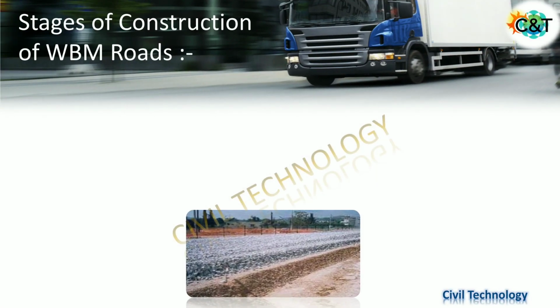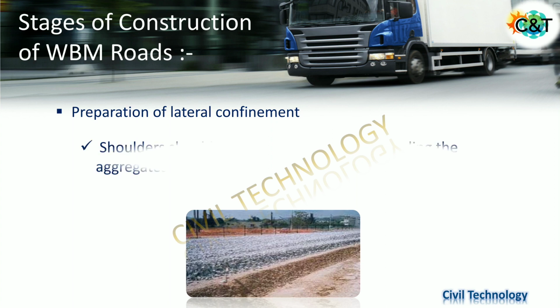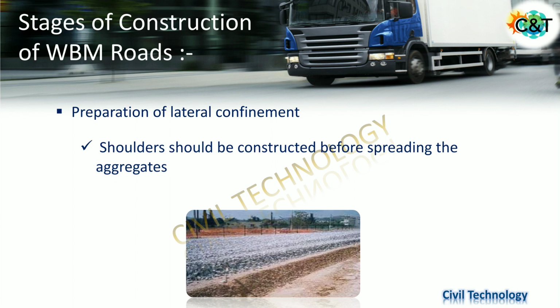Second step, that is lateral confinement. Preparation of the lateral confinement layer. So before spreading the material, we have to prepare one supporting structure like the bridge edging you see in the profile. That type of structure we have to prepare to properly hold down the materials coming on it.